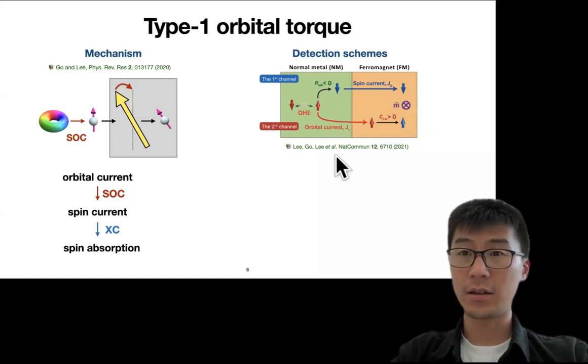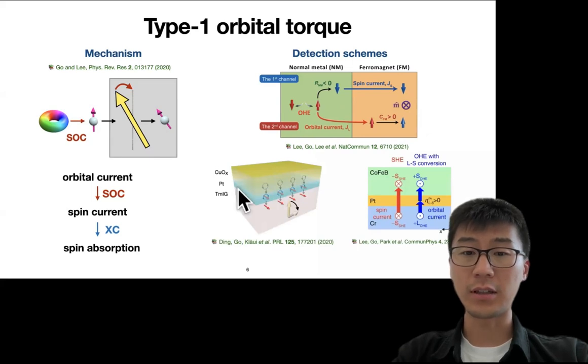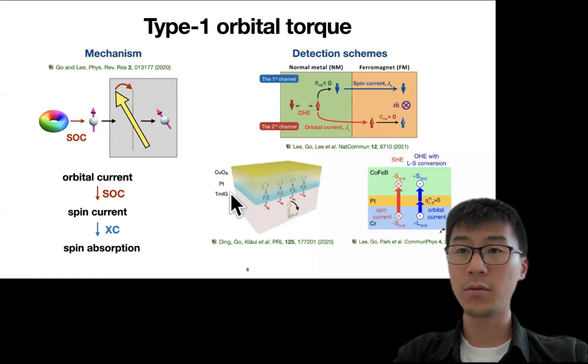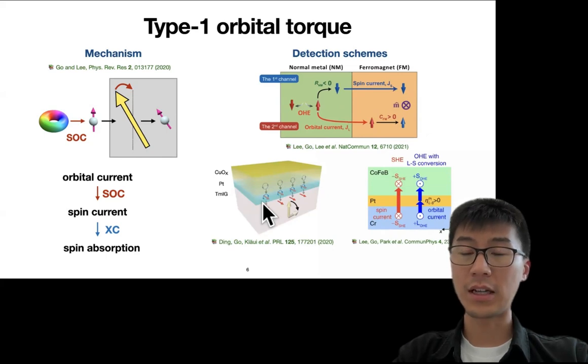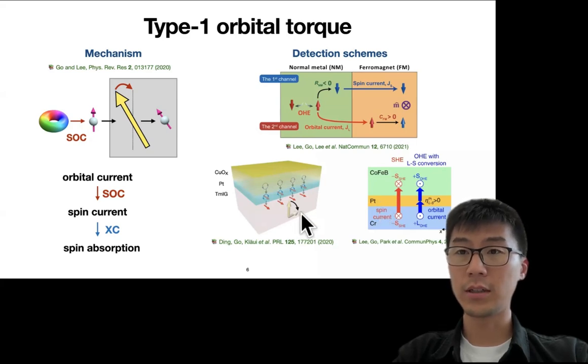Another very important realization is that this conversion doesn't necessarily have to take place in a single given material. For example, in these two works, they got a clever idea of inserting a platinum layer with large spin-orbit interaction to efficiently convert the orbital angular momentum into spin angular momentum. And therefore, they could efficiently enhance the efficiency or change the sign of the torque in these two works.